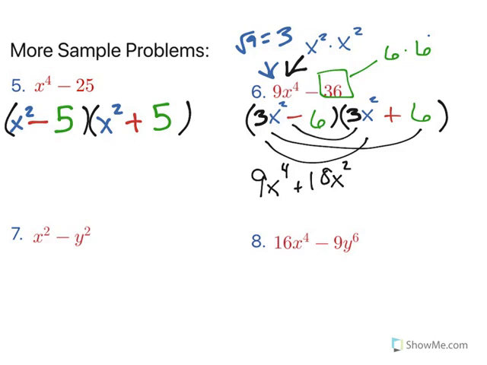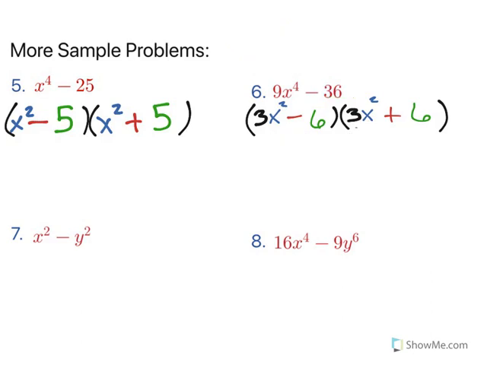Negative 6 times 3x is negative 18x squared. And lastly, negative 6 times positive 6 is a negative 36. Again, our like terms would cancel out because a positive 18x squared and a negative 18x squared is equal to 0. So we're left with 9x to the power of 4 minus 36, and our work has been checked.